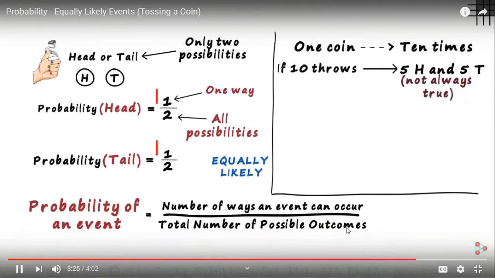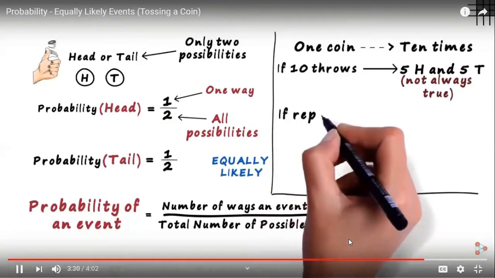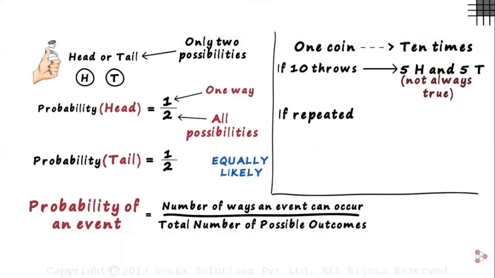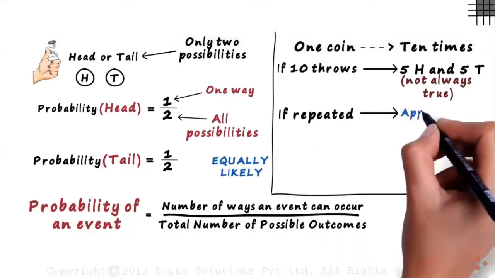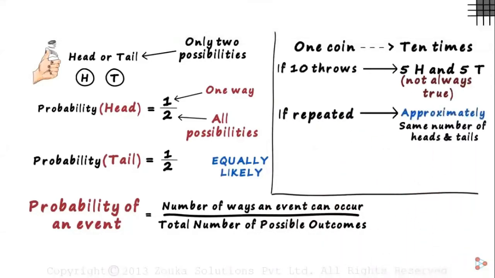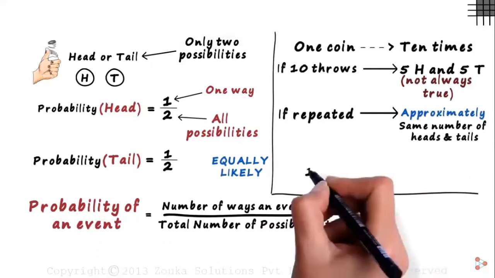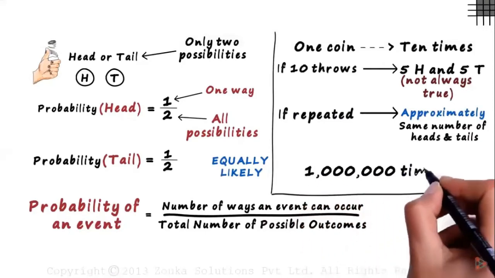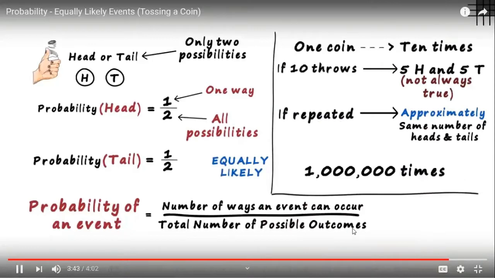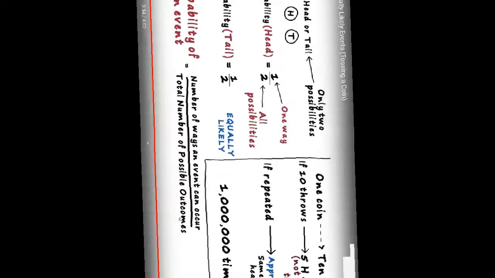So what does this half essentially tell us? It tells us that if the process of tossing a coin is repeated many times, then we will get approximately the same number of heads and tails. So if you toss a fair coin 1,000,000 times, you would get almost the same number of heads and tails. Remember, the probability does not give you a perfect or a sure shot answer. It just tells you the likelihood of an event occurring.